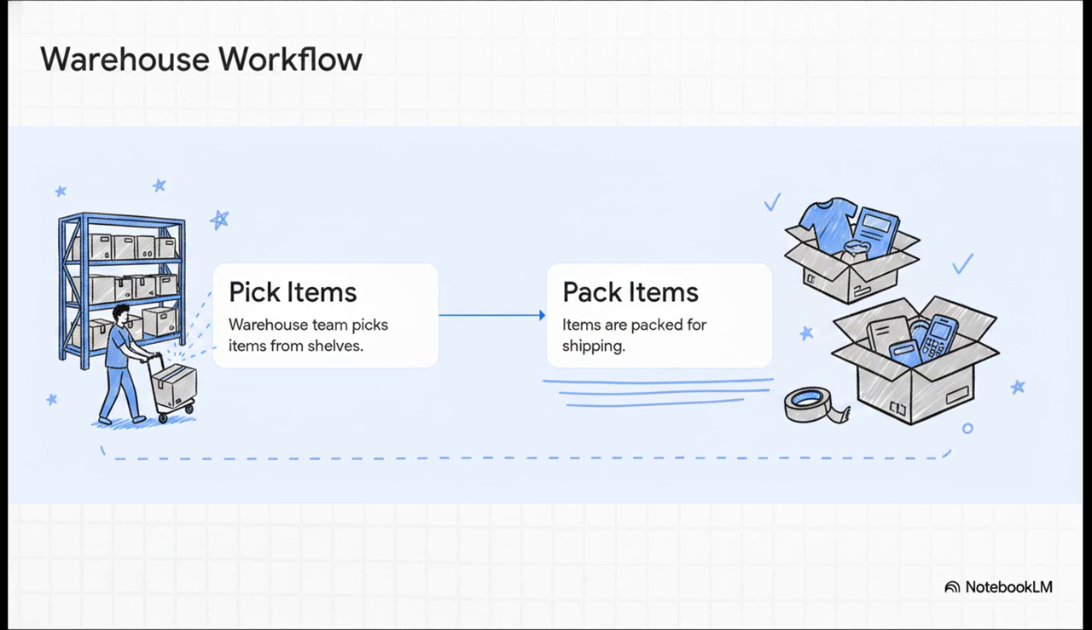Assuming the item is sitting on the shelf in stock, the warehouse workflow becomes perfectly linear. The team simply executes 2 sequential tasks. First, they pick items from the shelves. Once that's fully complete, the sequence flow points them directly to pack items. It's a very simple physical progression.